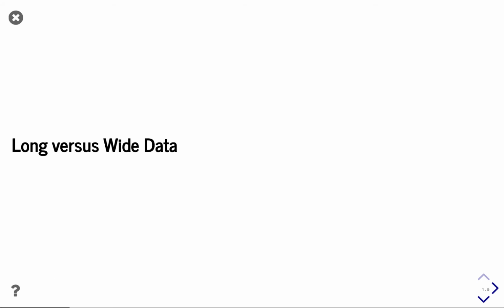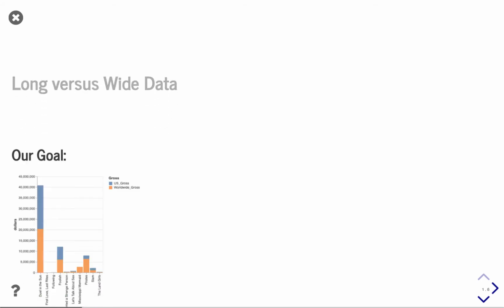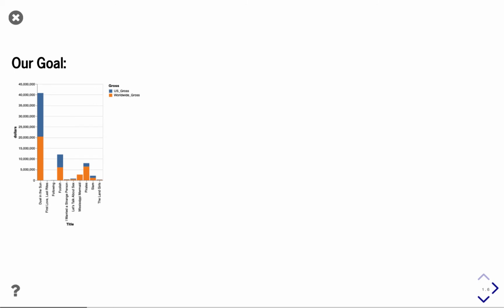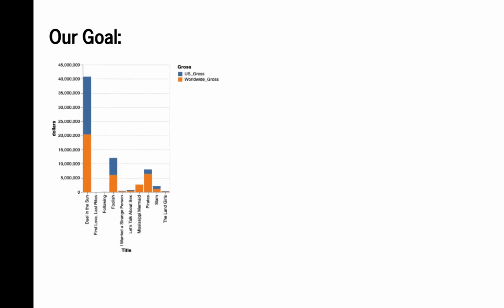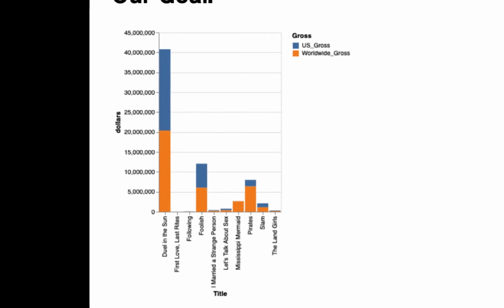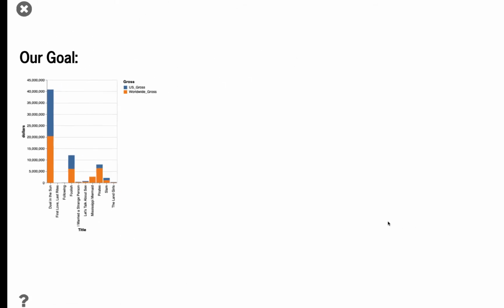Before we get into how to transform and do all this, I just want to say that our goal in this particular exercise is to generate a simple visualization like this. This is a bar chart. We have movies at the bottom, movies selected in a certain way, which I'll explain in a second. You can see a stacked bar chart which indicates both worldwide gross and US gross. You see two different colors, the orange and the blue, to describe that. This is going to be our goal.